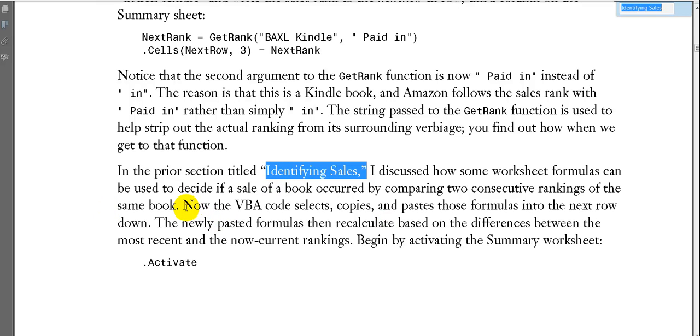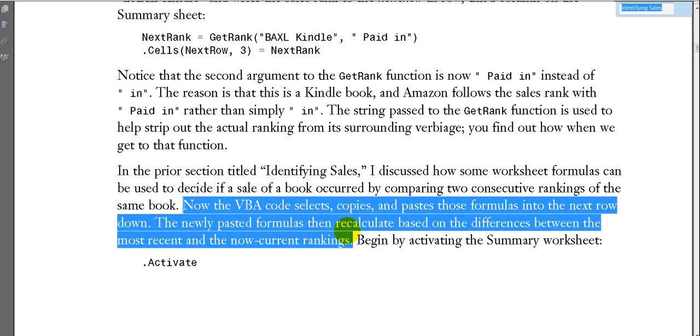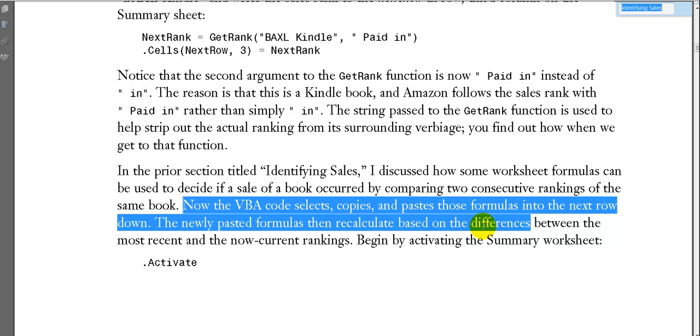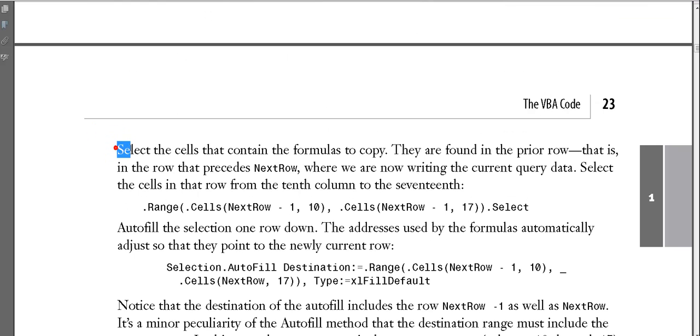Now the VBA code selects, copies, and pastes those formulas into the next row down. The newly pasted formulas then recalculate based on the differences between the most recent and the now current rankings. So begin by activating the summary worksheet. So that's what this does. I just showed you that that's what it does. Next, select the cells that contain the formula to copy. They are found in the prior row. That is, in the row that precedes next row. Right? Next row is our new row. So the row before that.